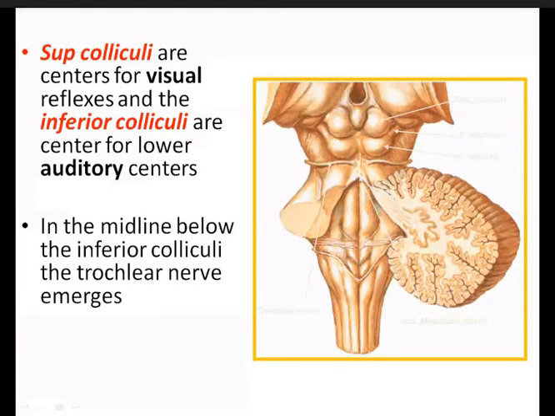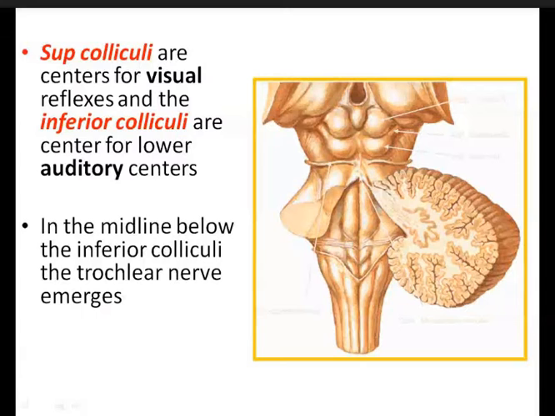Superior colliculi are the centers for the visual reflex, and the inferior colliculi are the centers for the auditory reflex, and there will be a connection between them. In the midline, below the inferior colliculi, the trochlear nerve emerges. So here we can appreciate the emergence of the trochlear nerve. Superior colliculi, center for the visual reflex. Inferior colliculi, center for the auditory reflex, and these are the rootlets of the trochlear nerve, or the fourth cranial nerve.